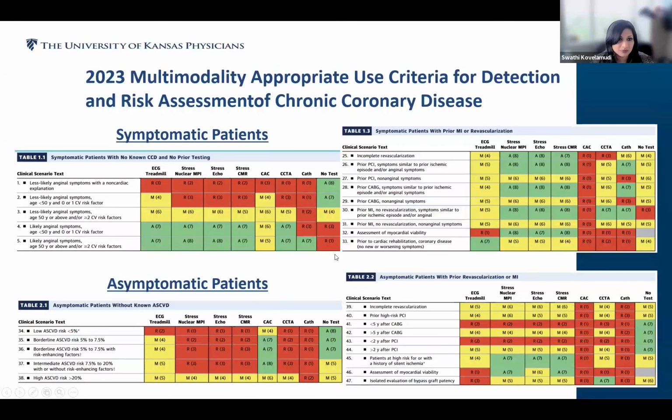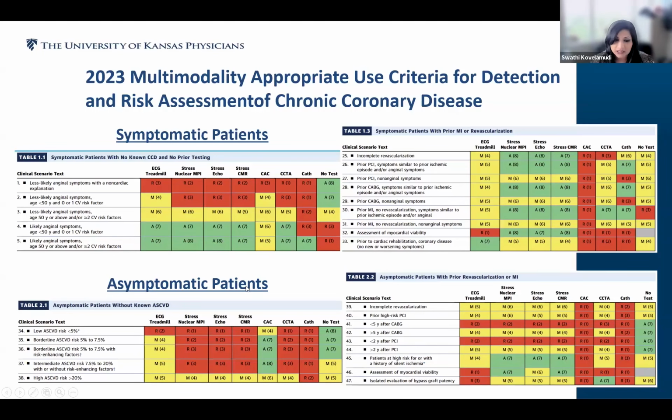This is the last, most busy slide, but I'll leave you with just the green parts. So in symptomatic patients that have enough risk factors, the ACC/AHA guidelines say that almost any test is appropriate, which is the green. They do not recommend coronary artery calcium scoring really in symptomatic women.